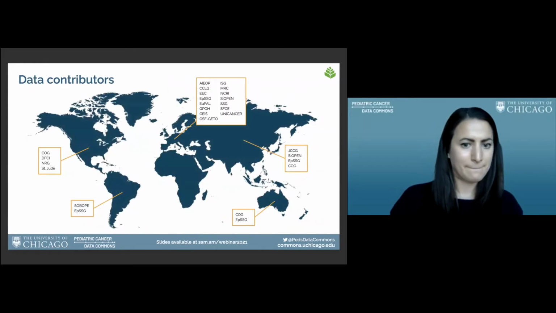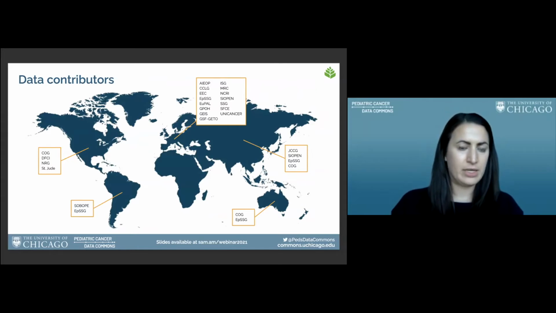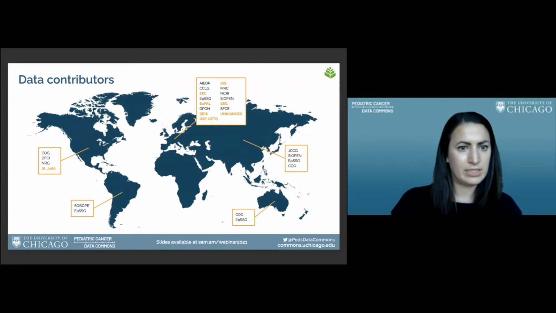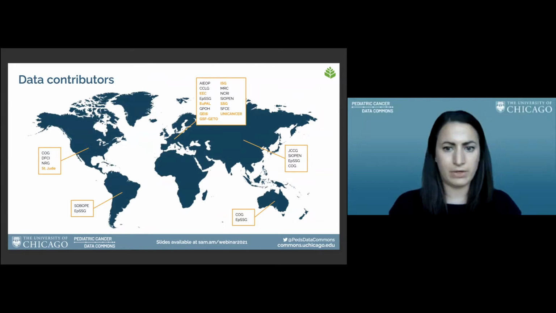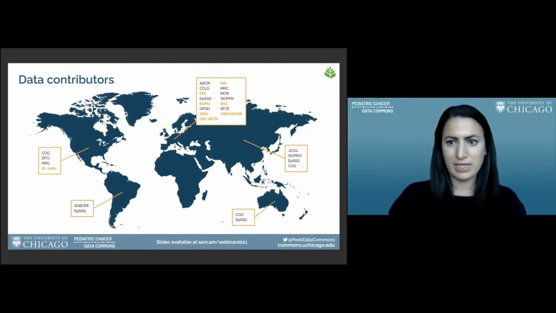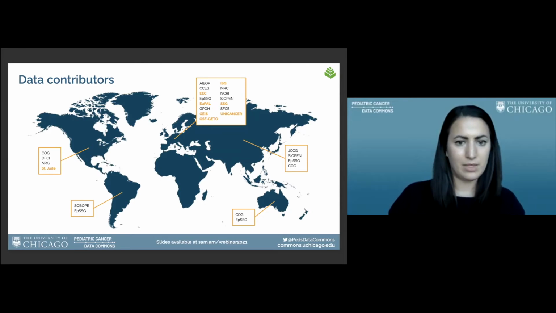So this is a map representing where our current data contributors are from. This is across the iNRG, Instruct, Magic, Interact, Nodal, and Hibiscus consortia, and the continents from which they collect data. If you go to the next slide, the groups highlighted in yellow are the ones that are new as of 2020 to 2021. So as you can see, we're rapidly onboarding additional collaborators each year, and we're very excited to have these new groups on board.